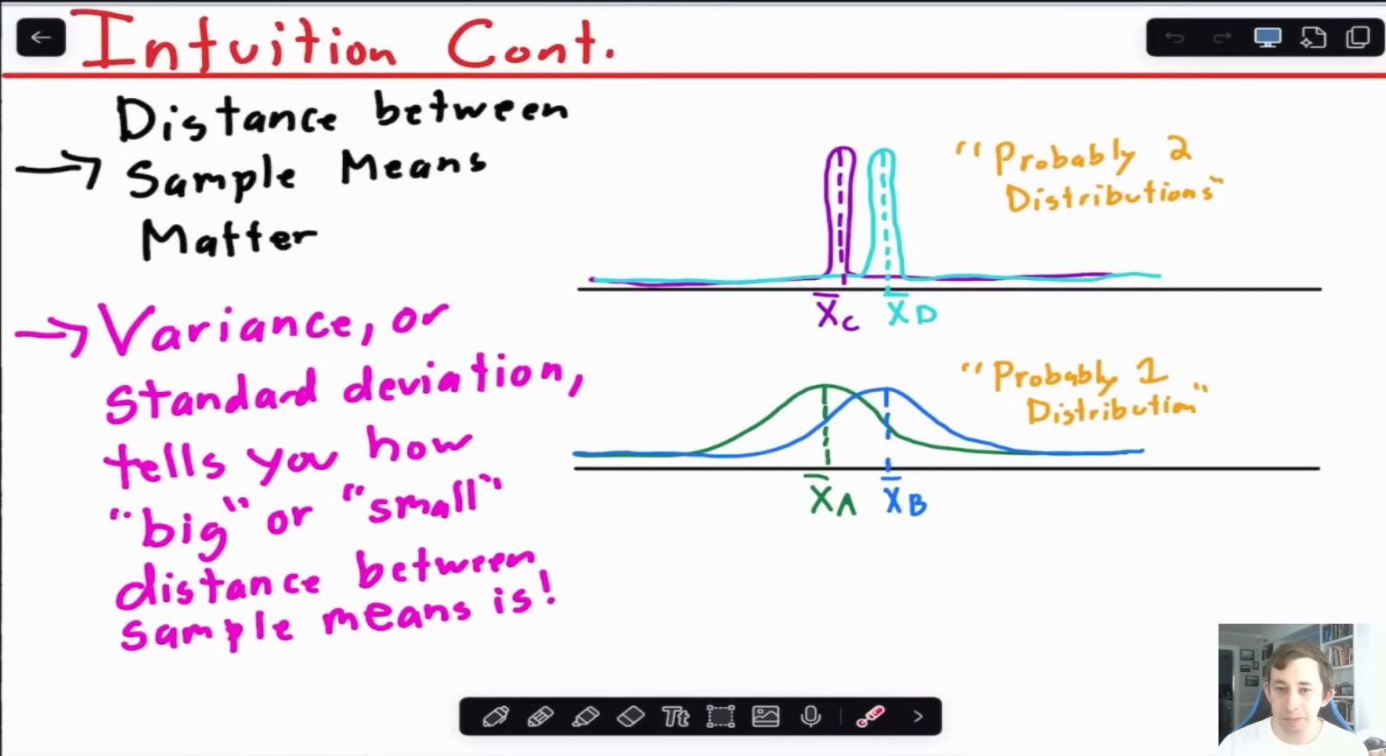And so with those two pictures in mind, now we know that this difference between the sample means matters, but the variance or the standard deviation in these distributions basically tells you how big or small this difference in the expected value is. Because if the variance is small, then this difference in expected value becomes relatively large, and if the variance or standard deviations are large, then this amount of difference in the mean is probably relatively small.